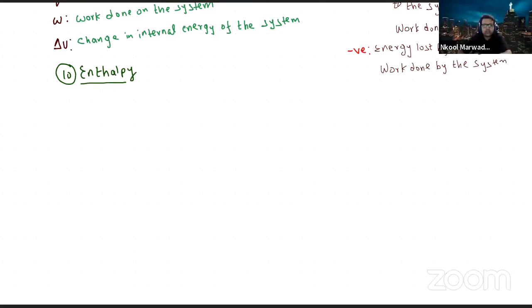So in order to understand enthalpy, let us look at some background. We will derive the enthalpy. One fact we know, and we can try to understand the fact, says that if we do any work keeping the pressure constant, then whenever the pressure is constant, volume will change.